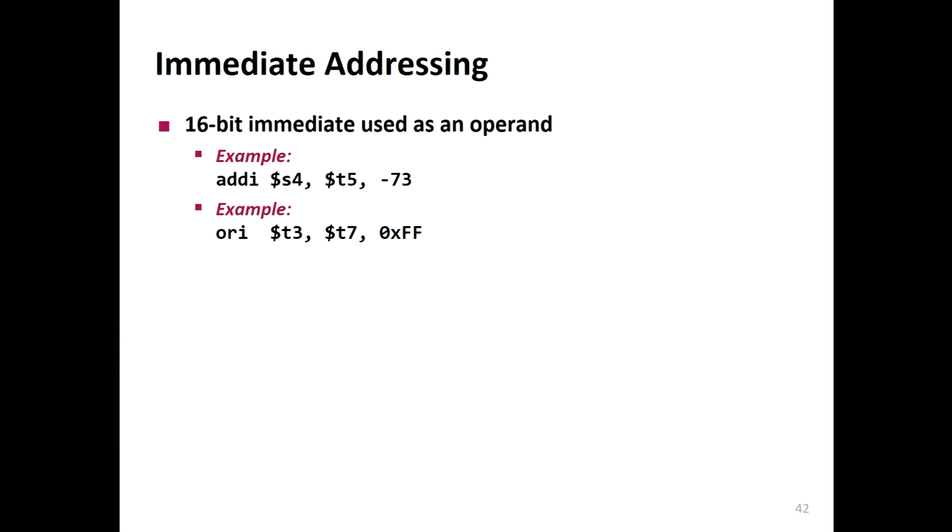And then you have immediate addressing. A 16-bit immediate is used as an operand. So you only have 16 bits to represent whatever value you want here. Okay, and that is why in certain cases, when you want to load immediate values into a 32-bit register, you might need to do it twice because it's 32 bits. That's 2 times 16 bits.